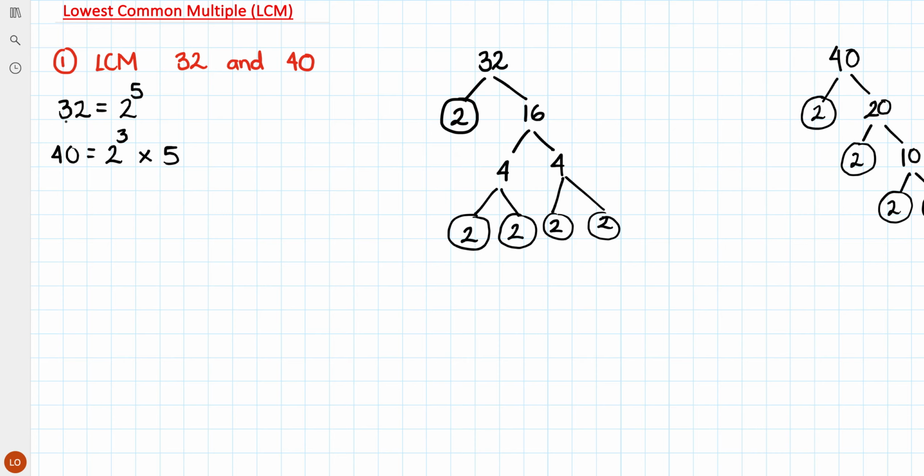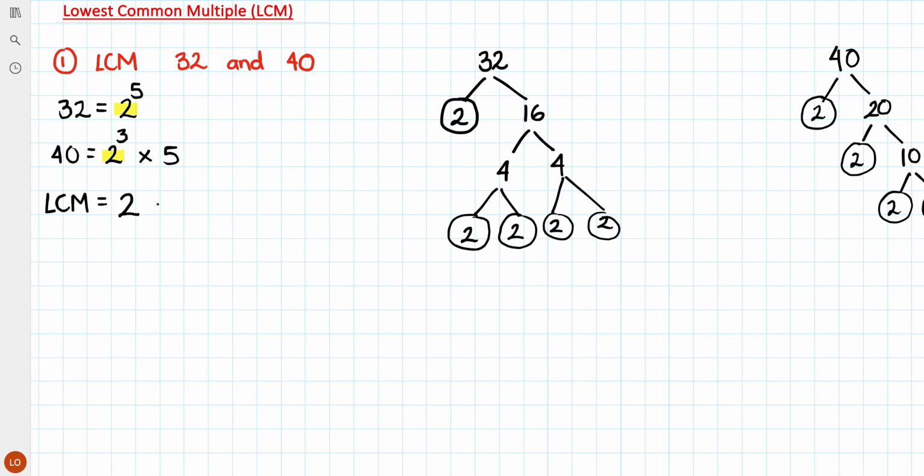Notice how I'm writing this. I want you to write it exactly the same way, one beneath the other. Now, you are going to highlight those that are common. I'm going to highlight with yellow the ones that are common. So 2 is common to both of them. When you do the lowest common multiple, you write the common one only once.